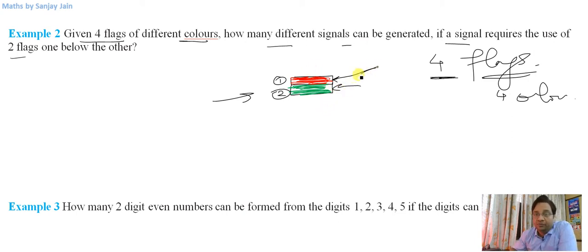You have got 4 different options to fill first position that you choose to fill. Okay, now once you have filled one of these, the second position can be filled only in 3 ways. Now one of the flags I have already utilized, so the second place can be filled with only 3 possible options.